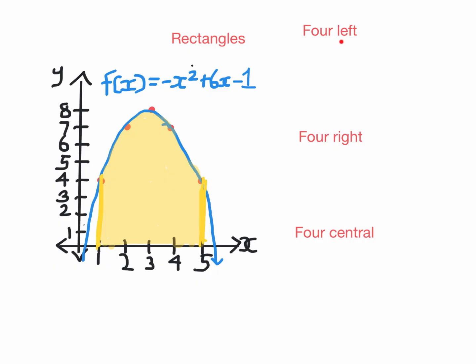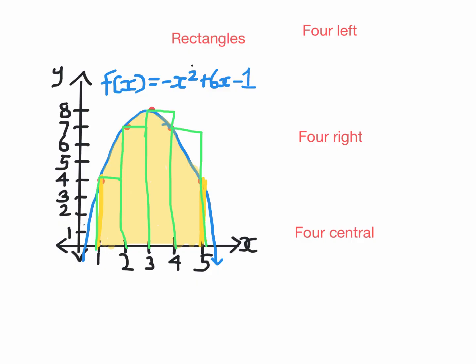Well, if we're using 4 left rectangles, it means that the rectangle meets this curve on the left. So the first rectangle would be this one here. It meets the curve on the left. The next rectangle will meet the curve on the left. It'll be this one. The next one, it's always meeting on the left. And then my final one always meets on the left. So basically, for 4 left rectangles, I'm just finding the area of each of these and adding them up.